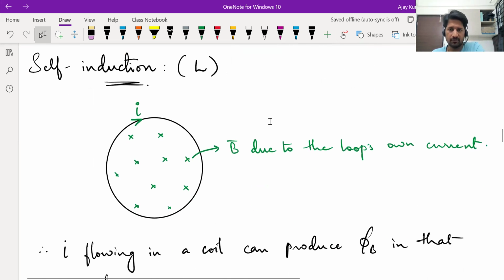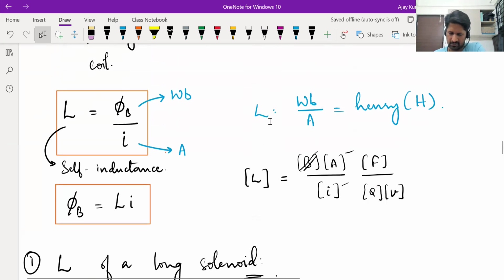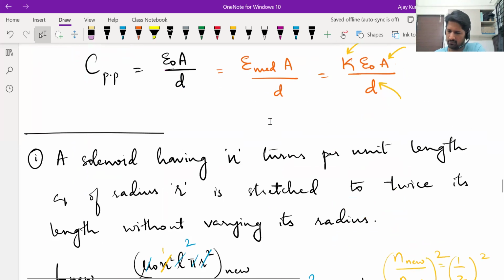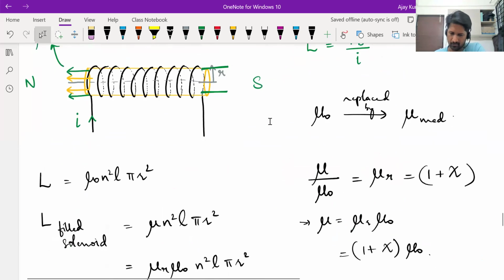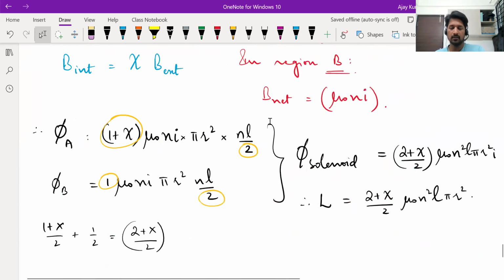Next, we started talking about induction. And in induction, we first discussed self-inductance of a coil. Self-inductance is the ratio of flux produced in the coil to the own current of the coil. L is equal to phi divided by I, phi is equal to LI. Dimensions, units we discussed. Then for a long solenoid, we derived and one problem based on that. And when medium changes, what to do, how to consider the presence of a medium to find out the inductance of a coil. Okay.